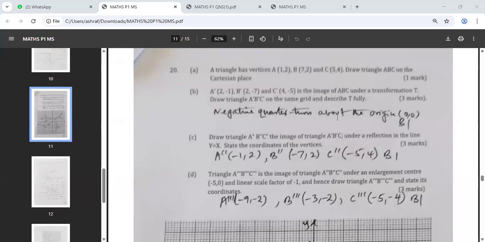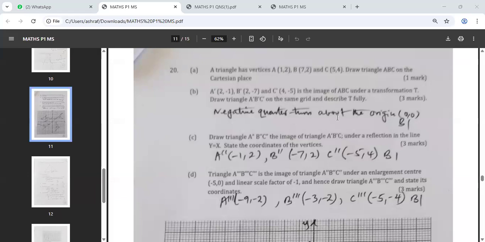Multiply by the scale factor. After multiplying by the scale factor, if for example OA was 2 units and you multiply by the scale factor of 3, you're going to get 6 units. Those 6 units you measure from the center. If it is positive, you measure it from the center going towards the same side as the object.